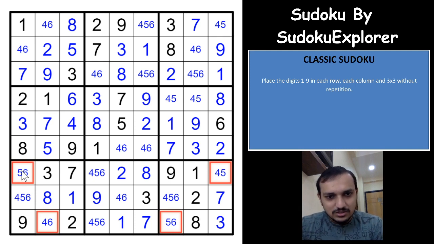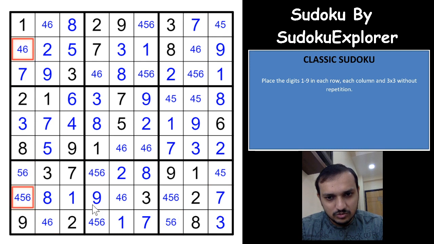Anything else? Can we have an X-wing here? Let us see if we have an X-wing. 4 is in one of these two cells, 4 is in one of these two cells. No, X-wing is not possible. Maybe swordfish is possible. These 3 cells.